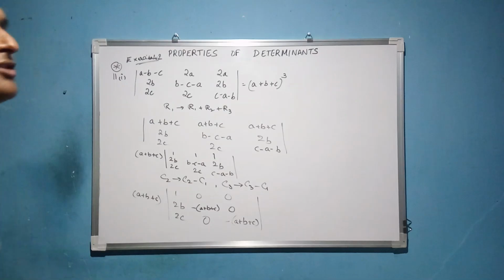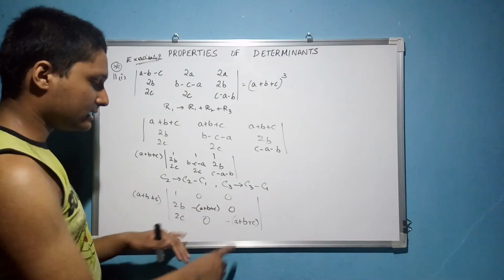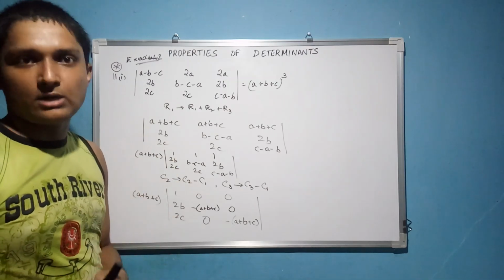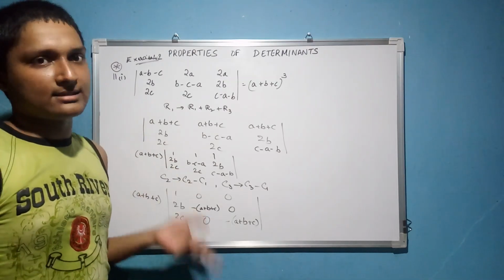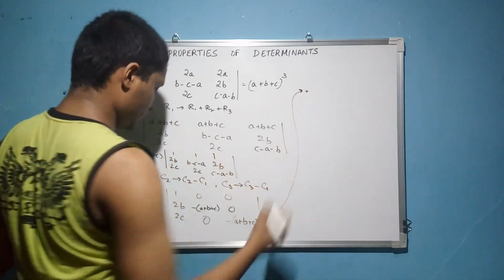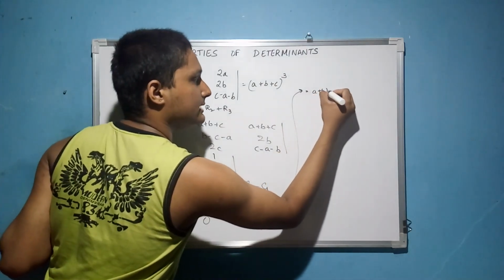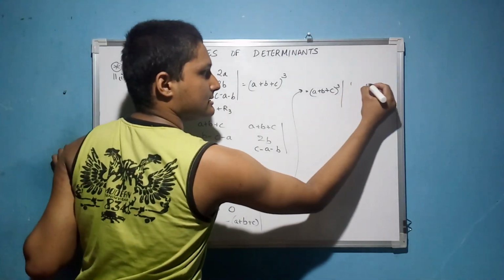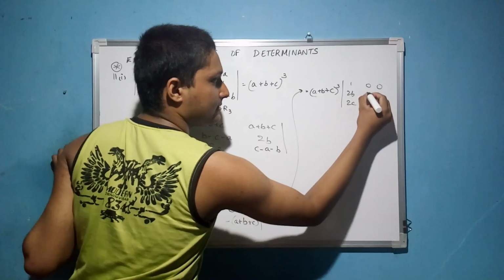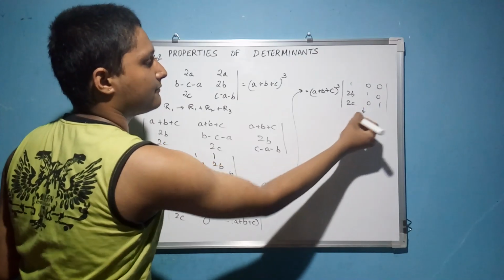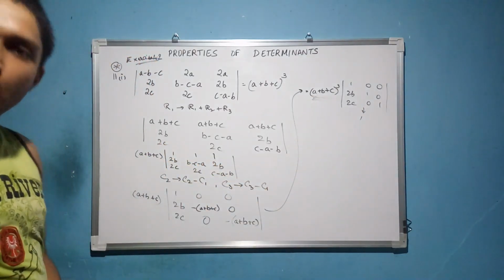If this much is done, your answer is almost over. So if you have got a plus b plus c here and here also, in both the cases I am going to take out minus of a plus b plus c outside. Both places, if I take minus, it's going to be plus. Therefore you are going to get a plus b plus c whole cube, then 1 0 0, here 2b and 2c is there, then 1 0 0 1. If you expand this, you are going to get 1. Therefore this is going to be the answer for that.